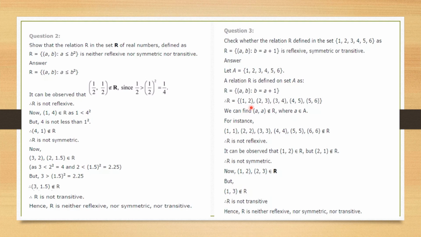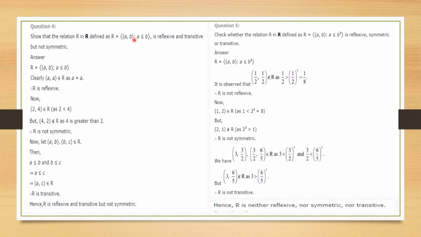Now pick any ordered pair like 1, 2. Is 2, 1 there? No. So 1, 2 belongs to R but 2, 1 does not belong to R, means R is not symmetric. Now let us see about transitivity. 1, 2 and 2, 3 belong to R, both are there, like A, B and B, C. But is 1, 3 there? No. 1, 3 does not belong to R, means R is not transitive. Hence R is neither reflexive nor symmetric nor transitive.